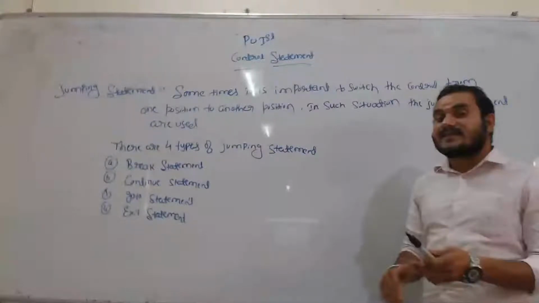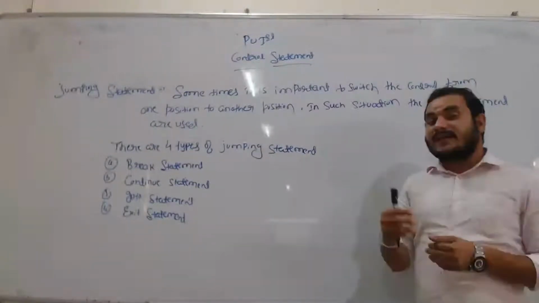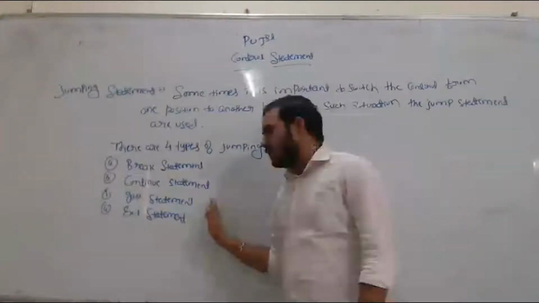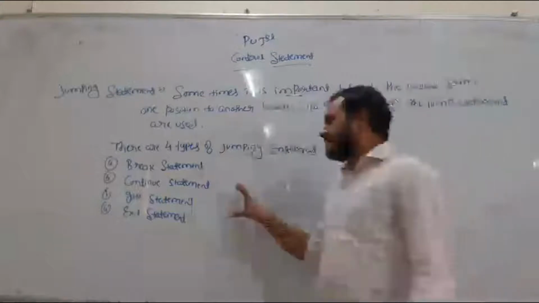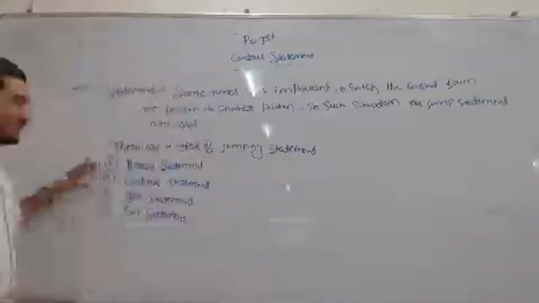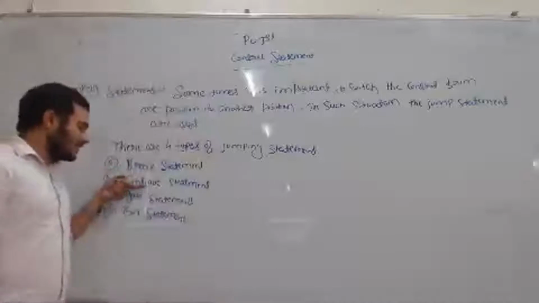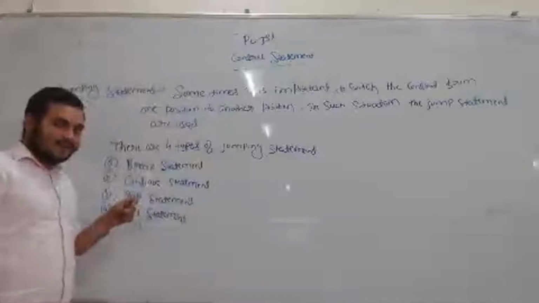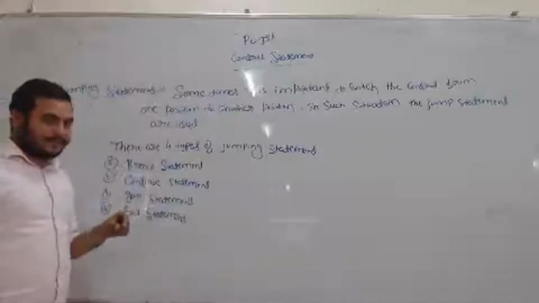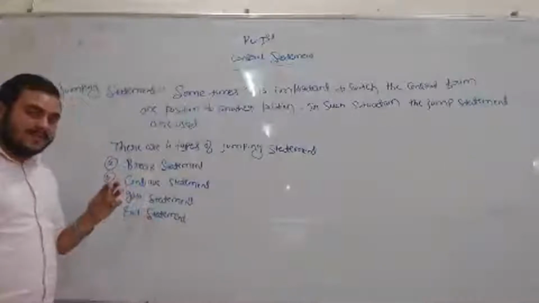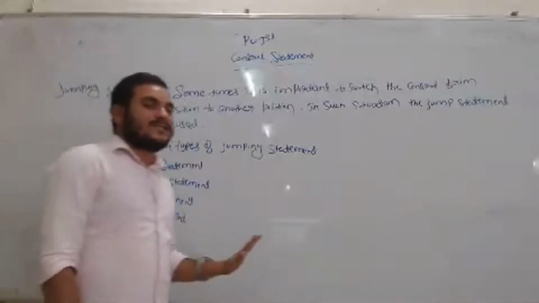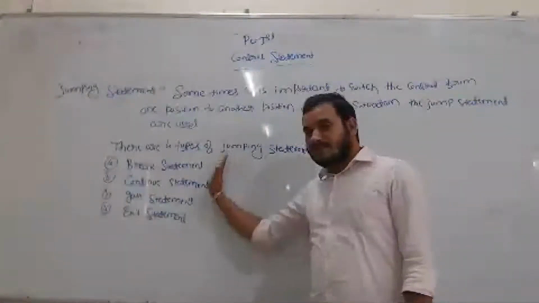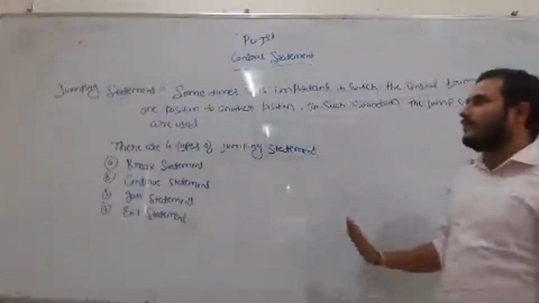There is also one more statement, the return statement, but we will discuss only four statements here. Four types of jumping statements: break statement, continue statement, goto statement, and exit statement. So one by one we will discuss.